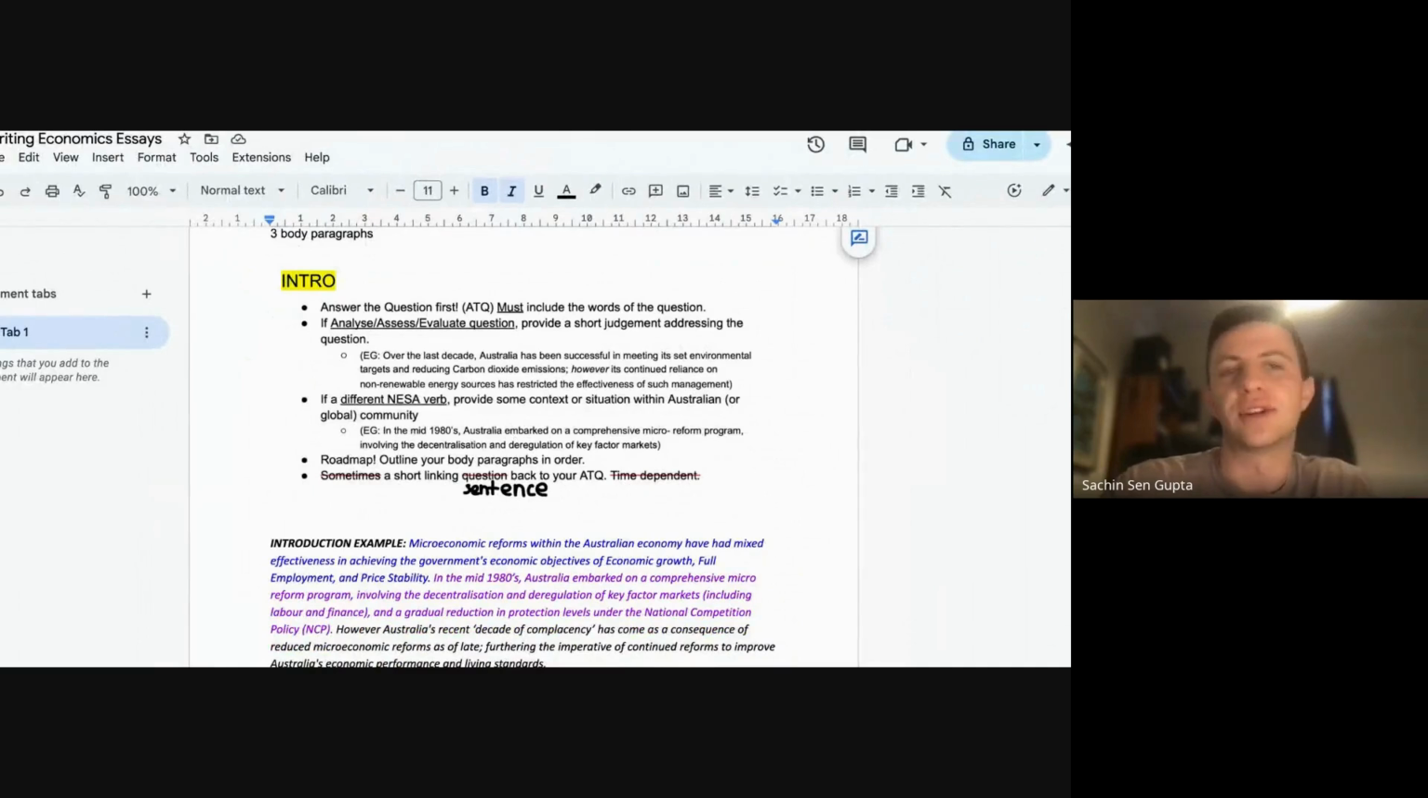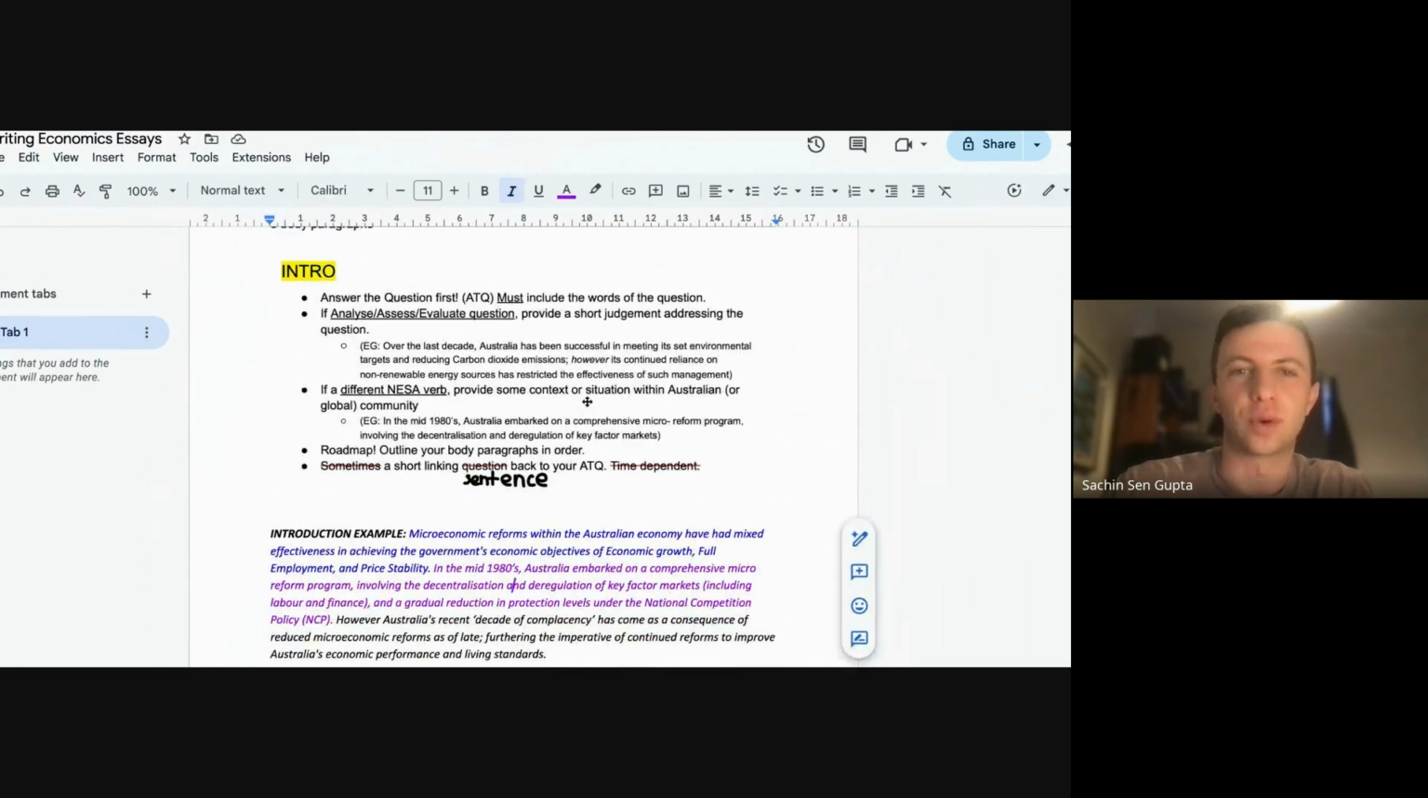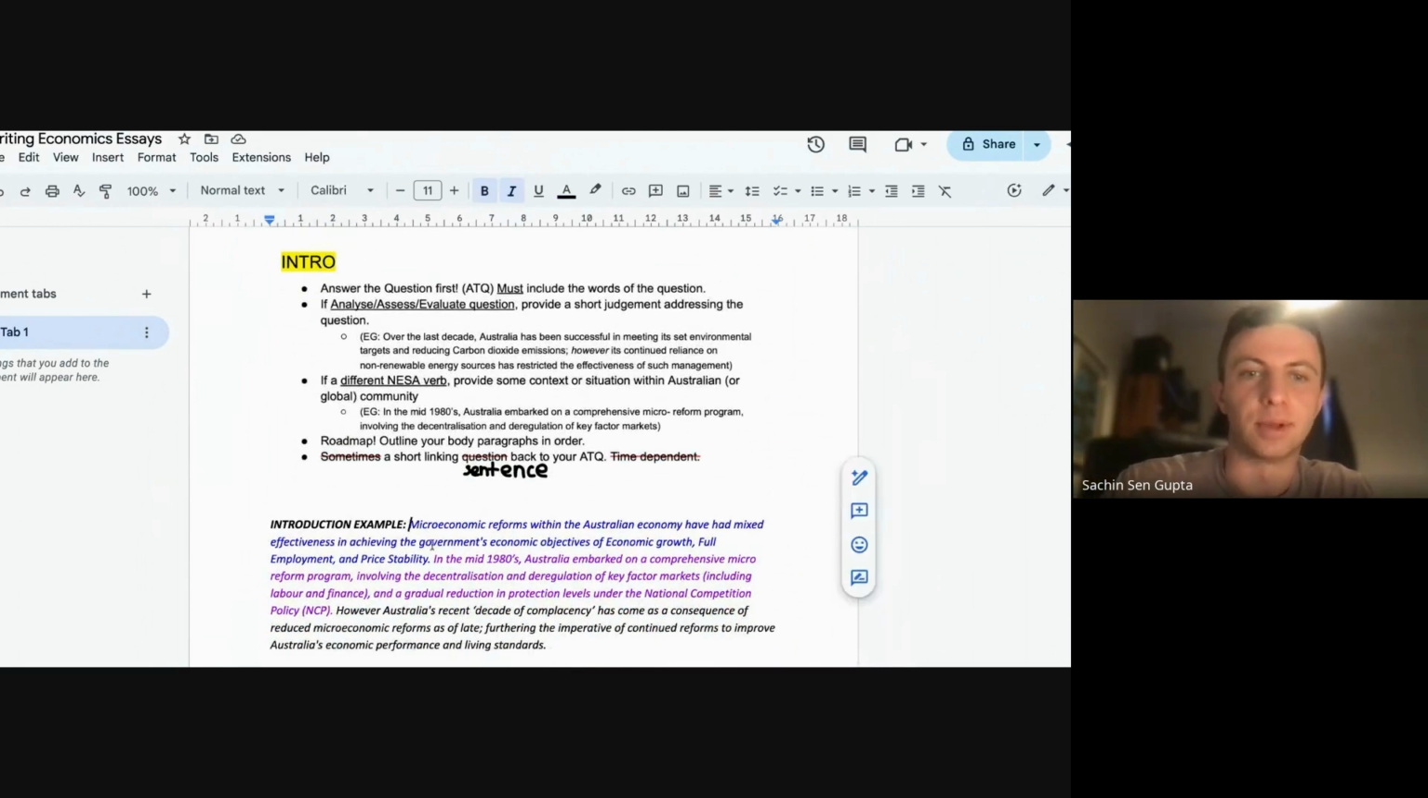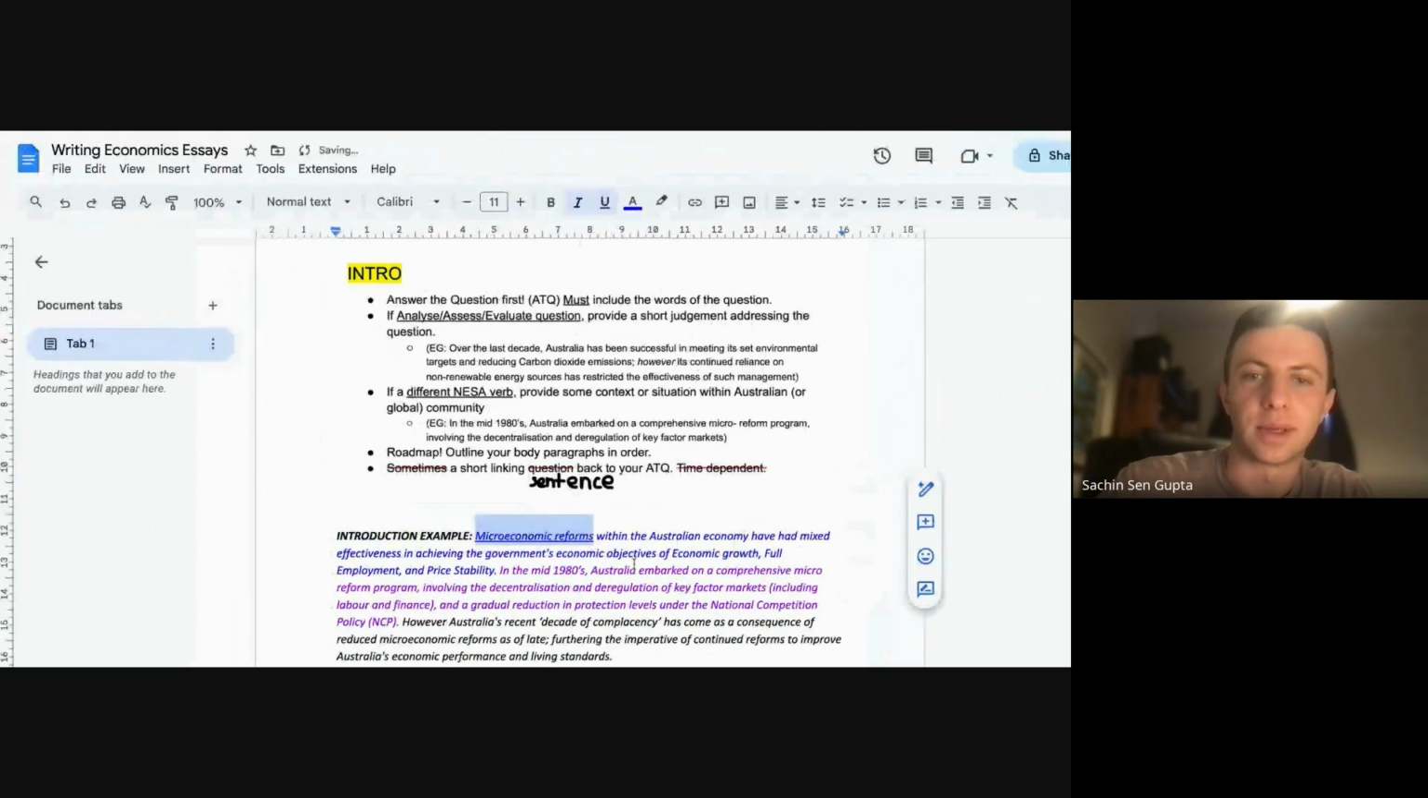3 main things in the introduction, really 2 main things, right? So the first one is we've got to answer the question, and it must include the words of the question. So as you can see in blue, I've answered the question here. So micro reforms within the Australian economy have had mixed effectiveness.